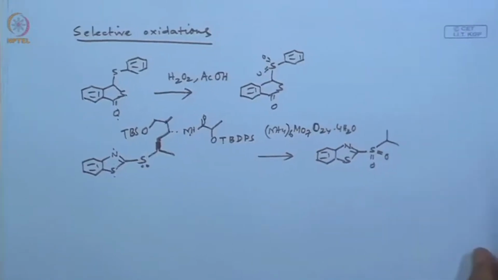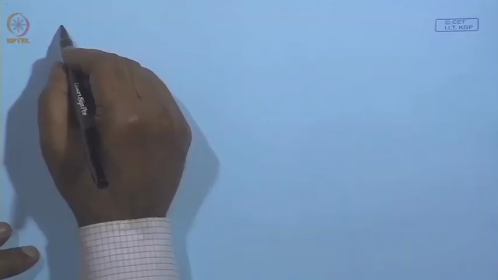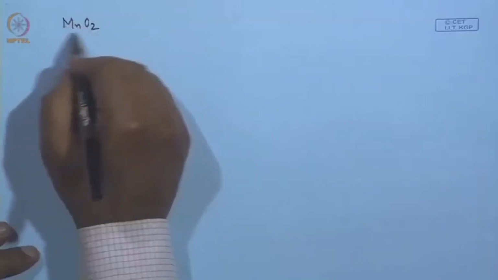Next item, of course, this is a very useful one. Many of you probably do not know. This is manganese dioxide. Manganese dioxide, how is it made?